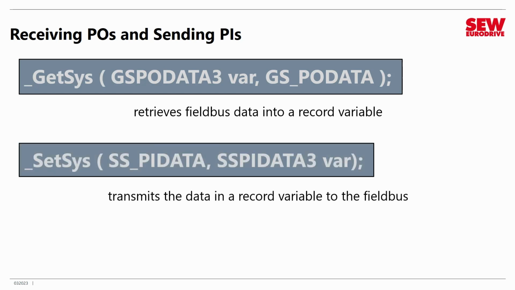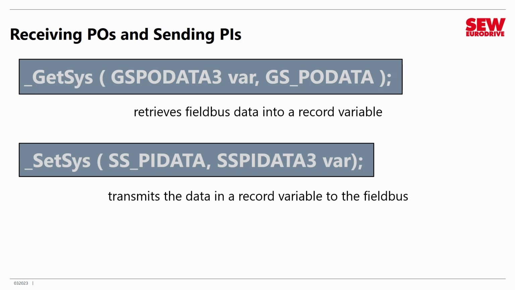And to communicate the other way, you use our old friend setSys. And what you do is you pass it the constant SSPI data, which tells it you're doing PI communication. And you create, again, a record variable with a built-in complex data type called SSPI data3. You pass it in, and you make sure that you've created your PIs and put them into the right variables within that record variable. And that will then automatically, when the function is called, transmit the PIs to the Fieldbus.